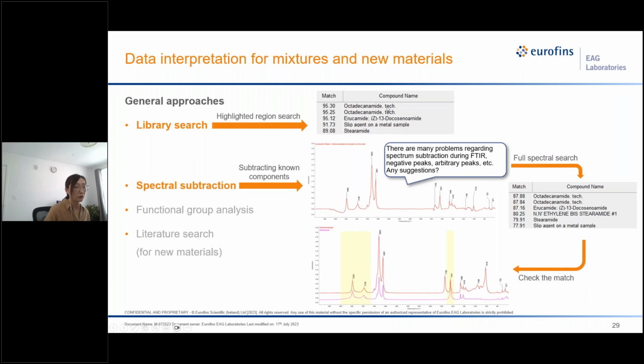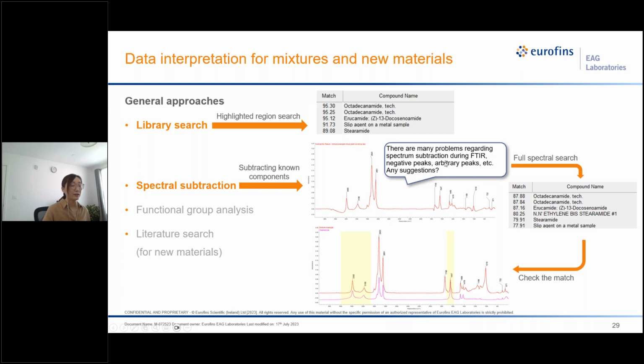By doing this, we can get a new hit list with different reference compounds from the library. Alternatively, we can do a spectrum subtraction by removing the peaks from the known materials and then get these subtraction results. Search the subtraction spectrum in the library again. In this case, we actually get a very similar hit list compared to the highlighted region search. So by doing either method, and then checking the matches against the different compounds in the hit list, we were able to clearly identify that those highlighted peaks can be assigned to an aliphatic amide compound.